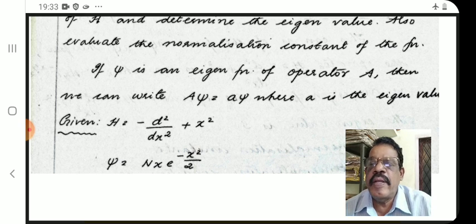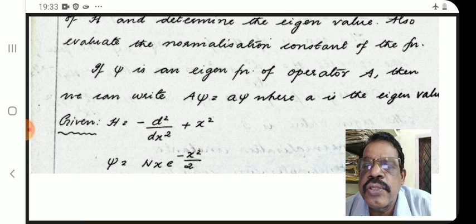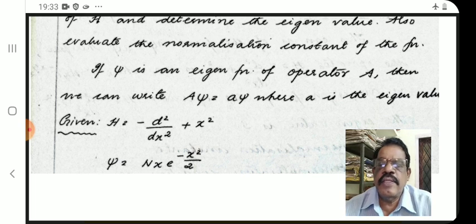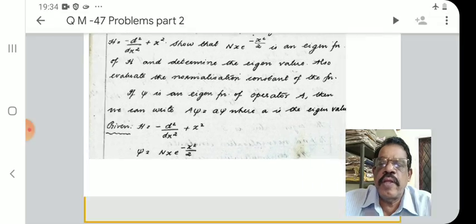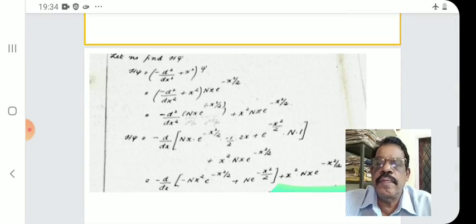Now we have learned an answer: if psi is an eigenfunction for the operator A, then we can write A psi is equal to small a psi, where small a is the eigenvalue. Given operator H, instead of capital A, operator H is minus d square by dx square plus x square, and the function psi is equal to nx e raised to minus x square by 2. Function and operator are given, so we can write like this.